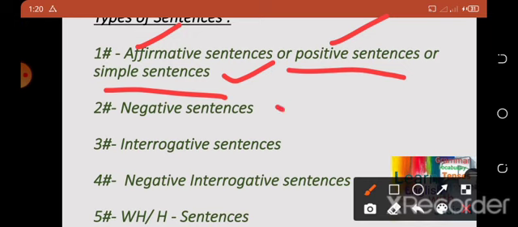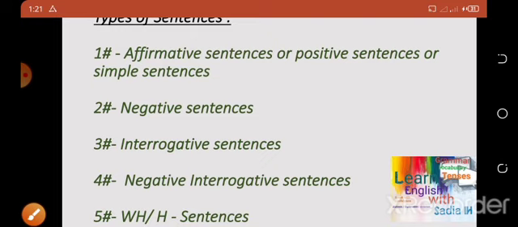The second one is the negative sentences. Negative sentences mean you deny something, like I don't eat food. So you are denying something, so it becomes a negative sentence. And interrogative sentences, these are where you are asking for something, you are questioning something, like do you eat food? You are asking somebody whether he eats food or she eats food. So do you eat food? This is some type of interrogation, like you are asking somebody, you are questioning somebody.